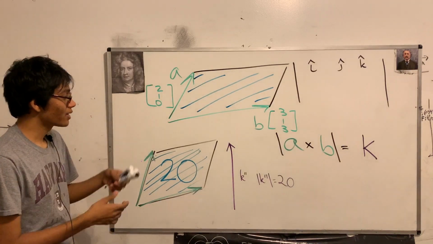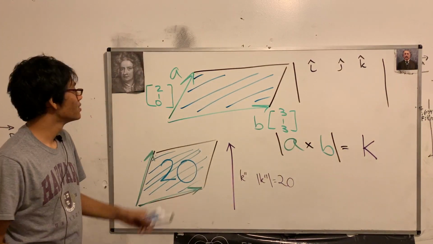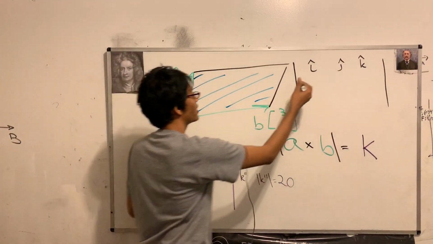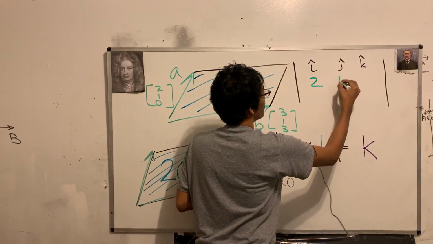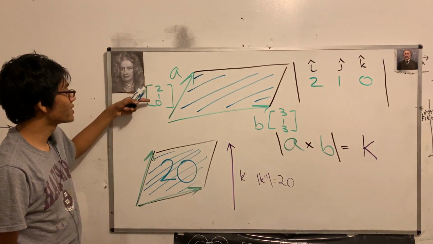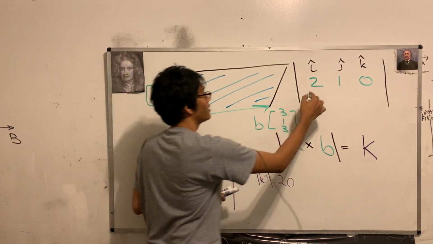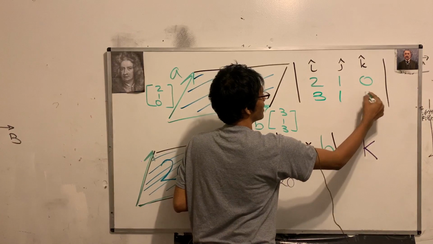Now, we're going to write our first vector, A, as the second row. So 2, 1, 0. Where did these numbers come from? They came from the components of our first vector, 2, 1, 0. How about our second vector, B? Well, we can write its components like that.